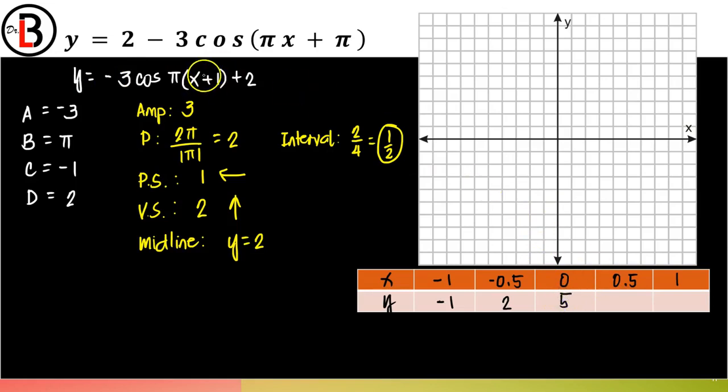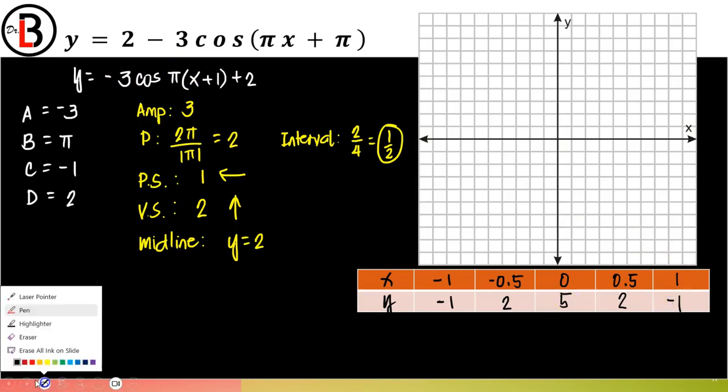And then at 0.5 plus 1, that's 1.5. So that's 3 halves of pi, 270. Cosine of 270 is 0. Plus 2 is 2. Lastly, if it's 1 plus 1, that's 2 pi. Cosine of 2 pi is 1, times negative 3 is negative 3, plus 2. It's negative 1. So let's divide the Cartesian plane.